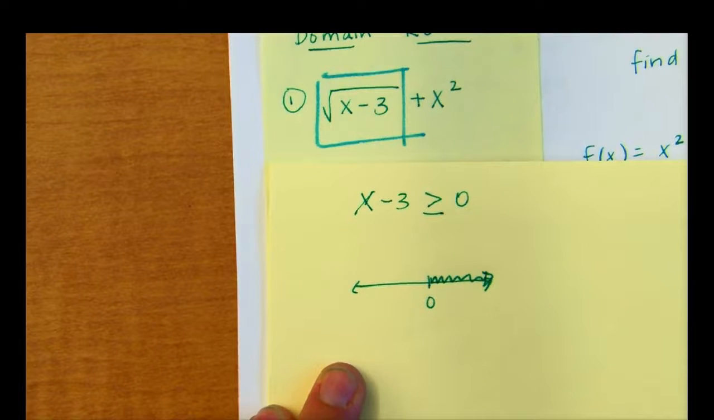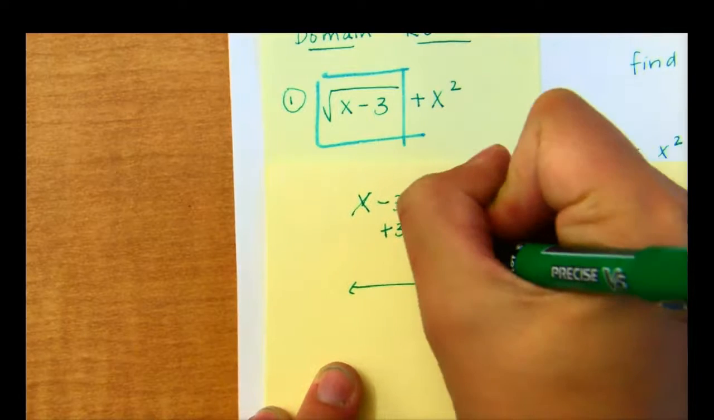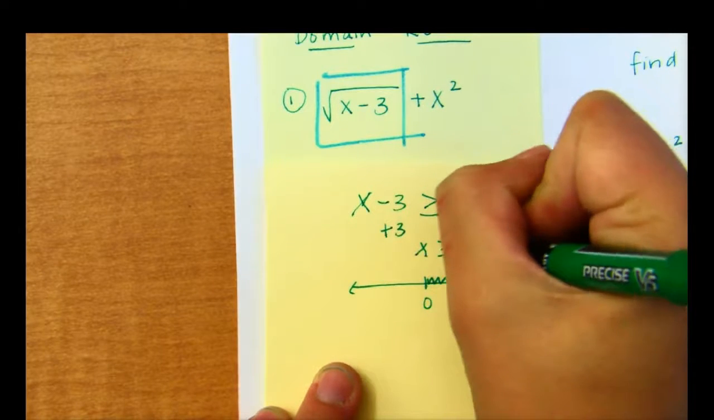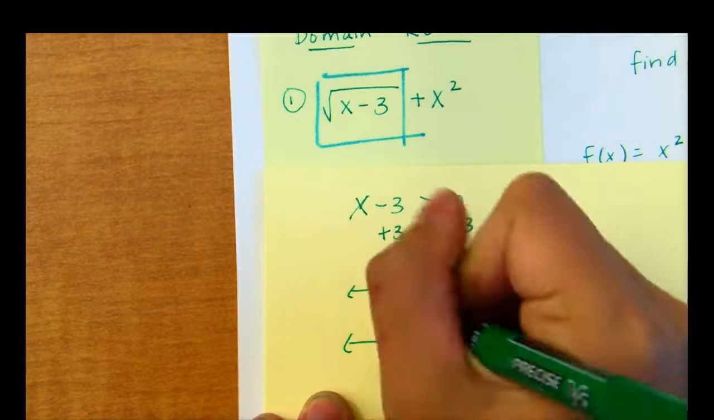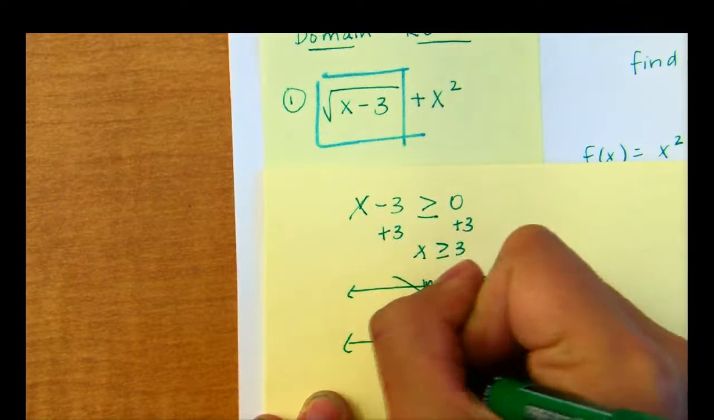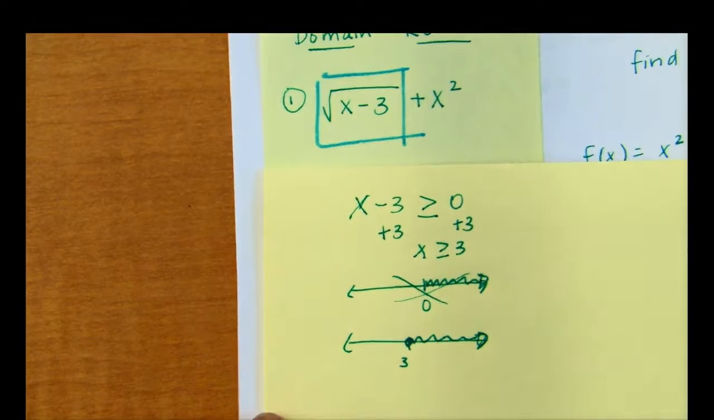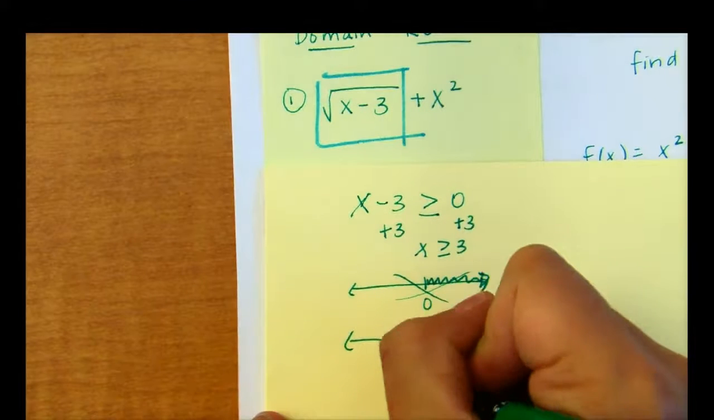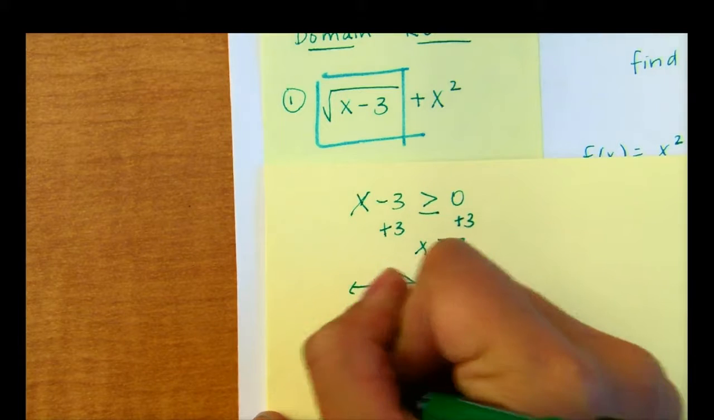Then I'm just going to solve this inequality. So I'm going to add 3 to both sides. x is greater than or equal to 3. So that means that on my number line, I can kind of ignore this one now. At 3, I'm going to have a closed circle, shading everything to the right. In interval notation, it's going to be bracket 3 to infinity is my domain.